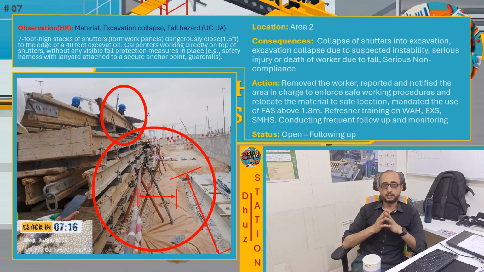All the actions are ongoing, so the status of this observation is open, but the safety team is frequently following up and monitoring the situation. At the same time, as it is a very serious observation, it is reported as a near miss. So a comprehensive action plan is implemented to prevent the reoccurrence in the future.